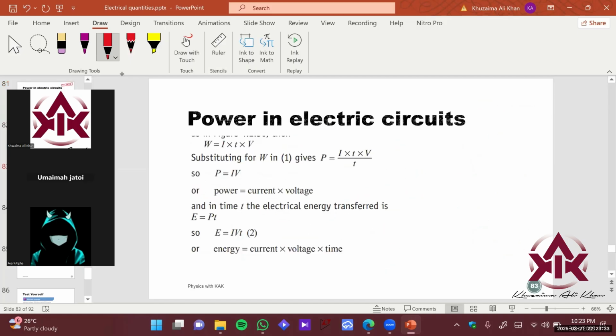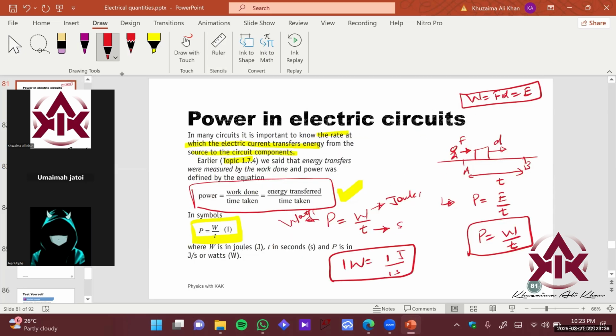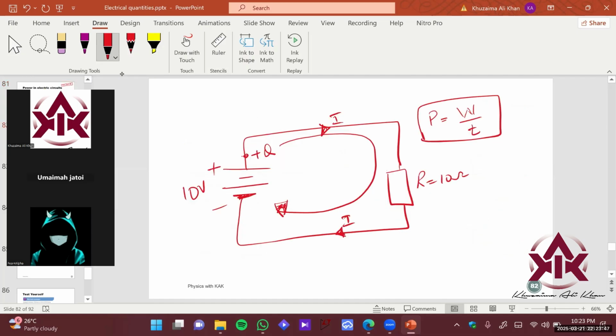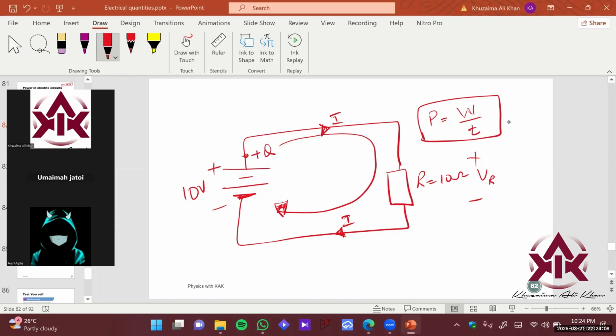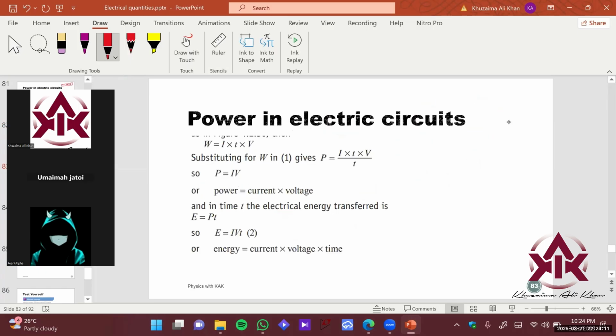Now let's see how we convert this relation which we derived in the chapter of forces into a formula containing electrical quantities. Let's say you have a circuit with a current flowing through it, a certain potential difference VR dropped across it, and some time for the charge to move around the circuit. So the electrical quantities are voltage V, current I, and time T. How can I convert this formula into a relation containing only electrical quantities? That is as follows.